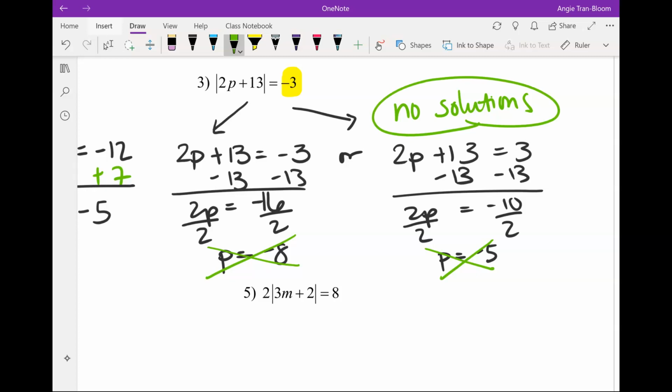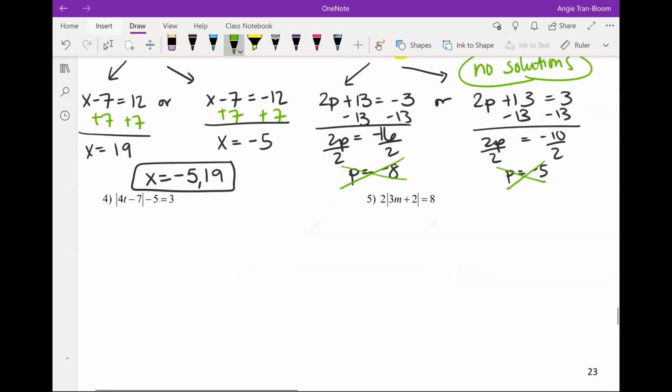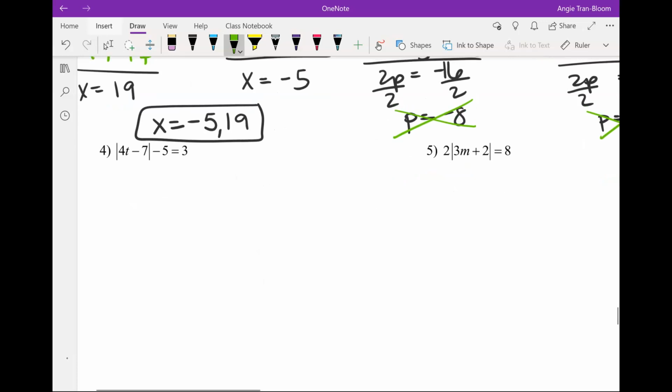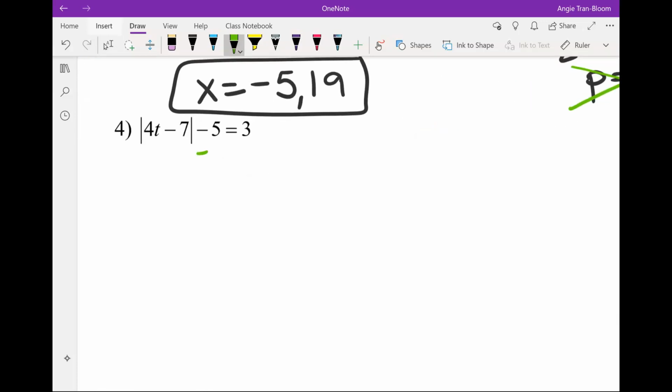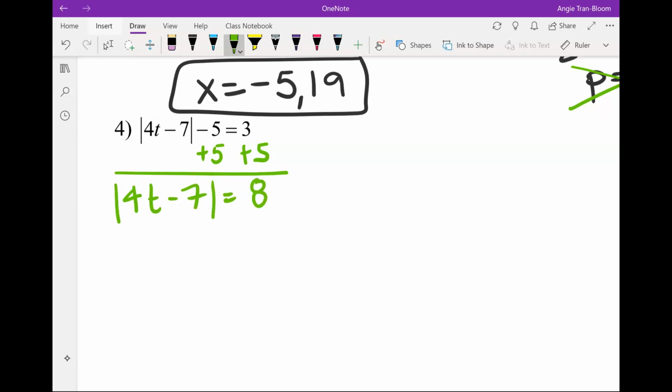Guys, it's only true if the absolute value is all by itself. Example, number 4 and number 5. Number 4, is the absolute value all by itself? No. What do you have to move? The 5, the negative 5. How do we move that negative 5? Add it to this side. Remember, you don't split the equation until the absolute value is all by itself. 4t minus 7 equals 8. Now can I split into two equations? Okay, go ahead and take a minute to get a head start.